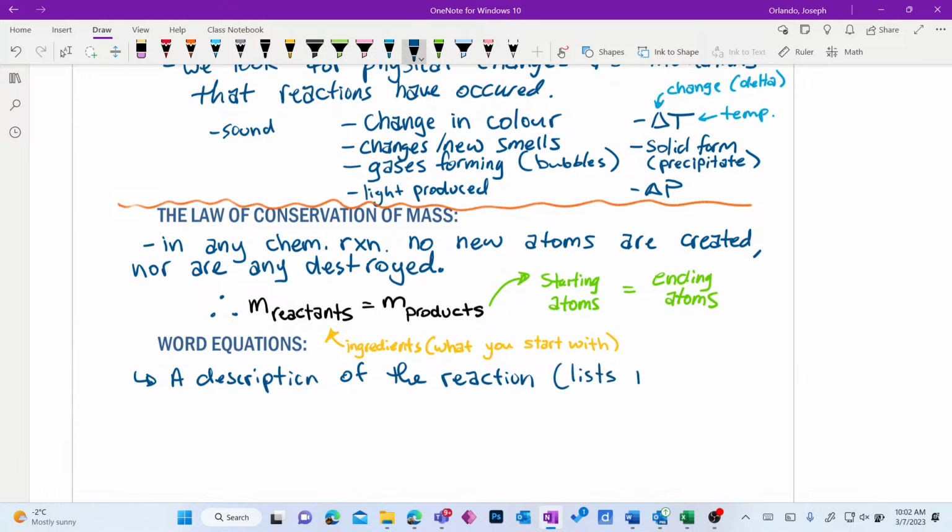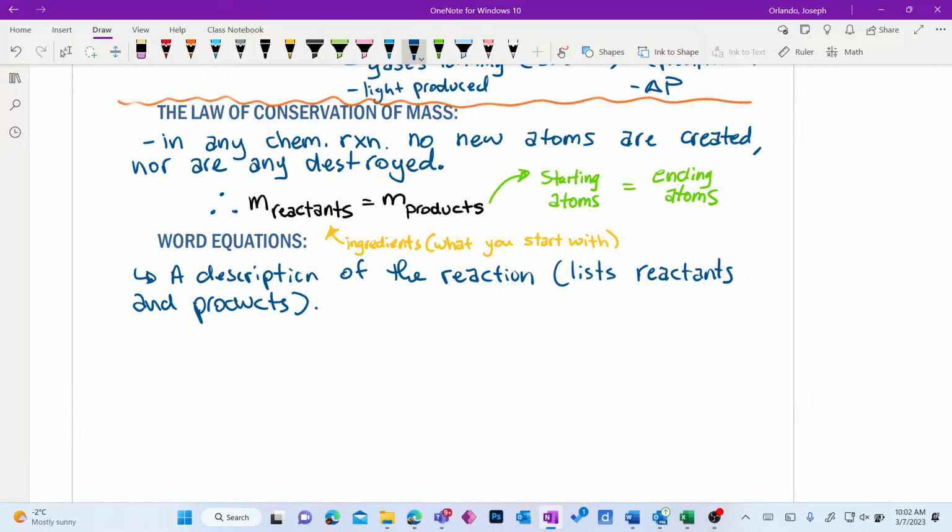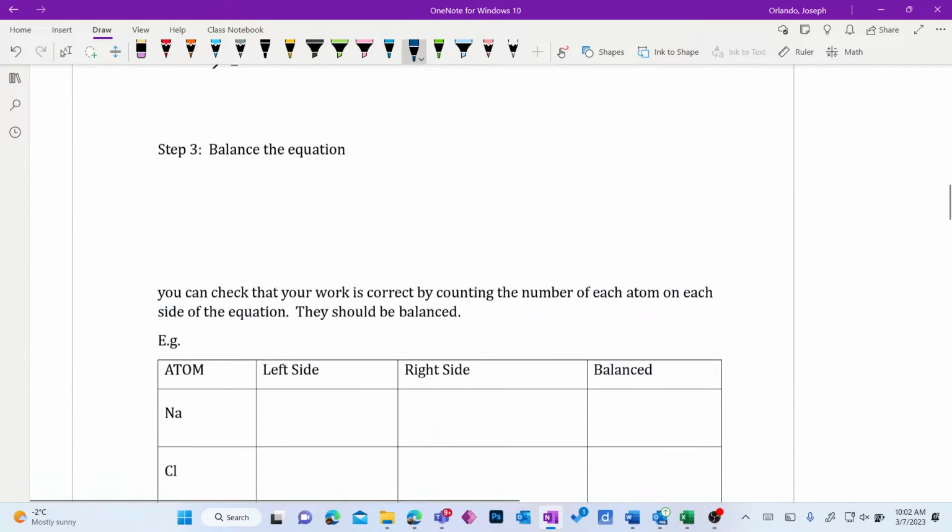And it lists reactants and products. Again, ingredients and products. All right, we'll give a simple example. And let me quickly go to the next page to remind myself what I end up using as my example.